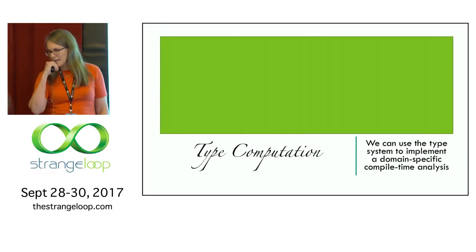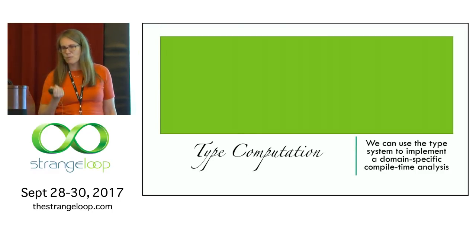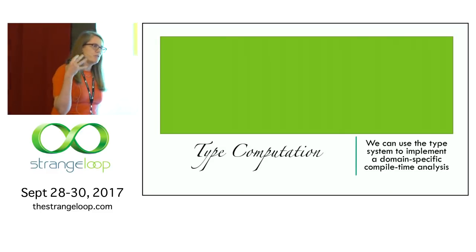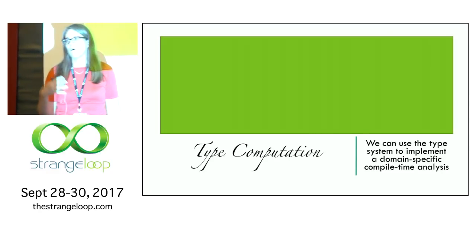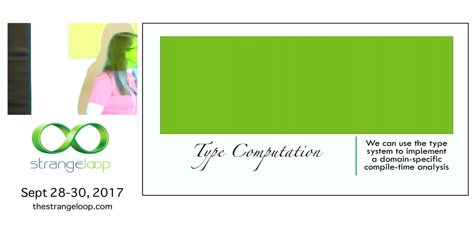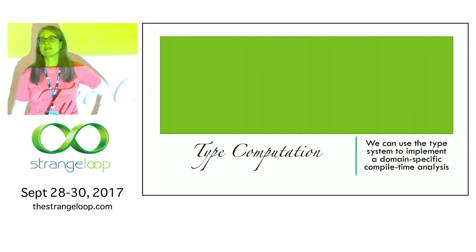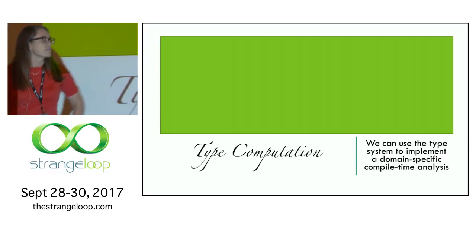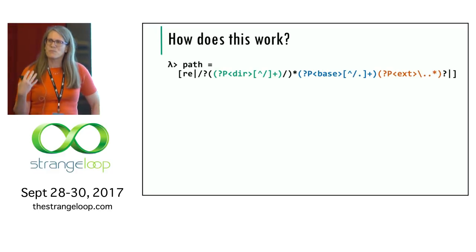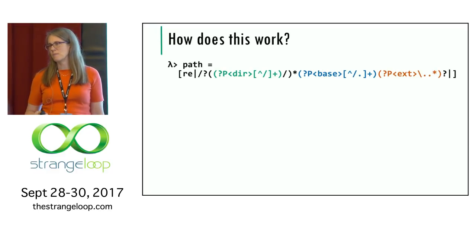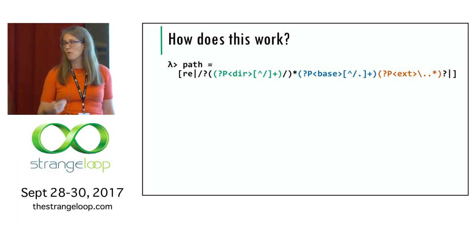All right, so the first thing is I want to program the type checker. You saw that somehow I had to tell the type checker about what capture groups are in regular expressions. So I was using the type system to implement this domain-specific compile-time analysis. That's what I call type computation, being able to program in your types. And it really is programming.